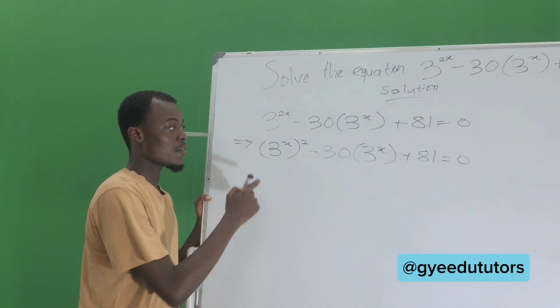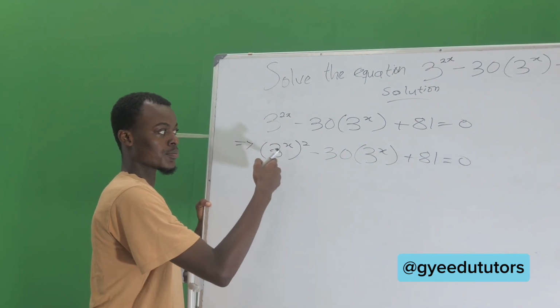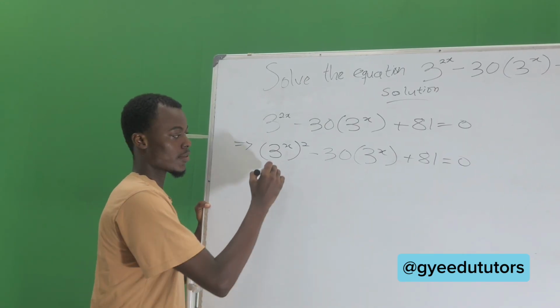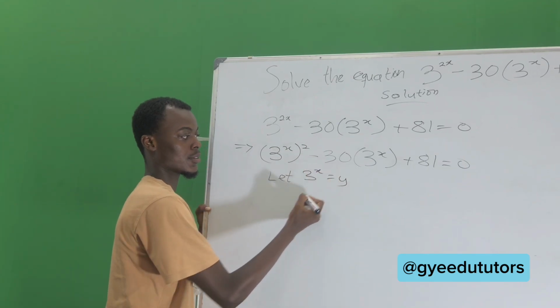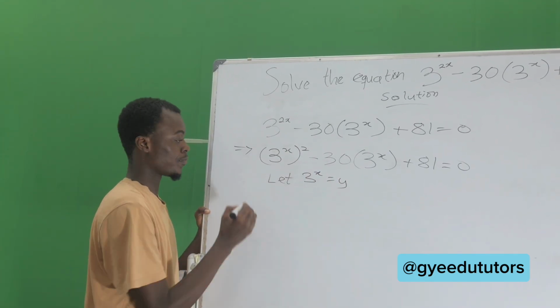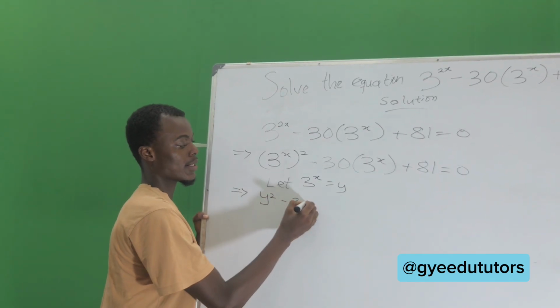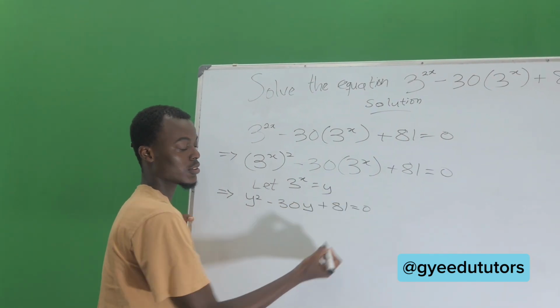So now we have a common factor or a common exponent running through that we can do something about. We can let 3 exponent x equal to what? Y. So that we make things very easy for us. So now we have what? Y squared minus 30y plus what? 81 equal to what? 0.